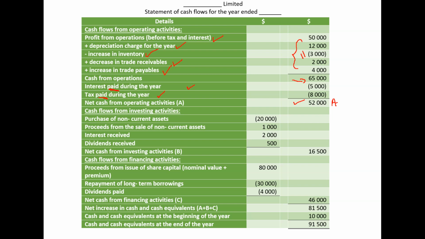We move on to the second section of the cash flow statement, that is investing activities. So we have the purchase of non-current assets 20,000, negative figure. We have the sale proceeds of non-current assets 1,000. Interest received and dividends received 2,500. After we have totaled these figures, we will find that we get the net cash from investing activities. Let us label this figure B.